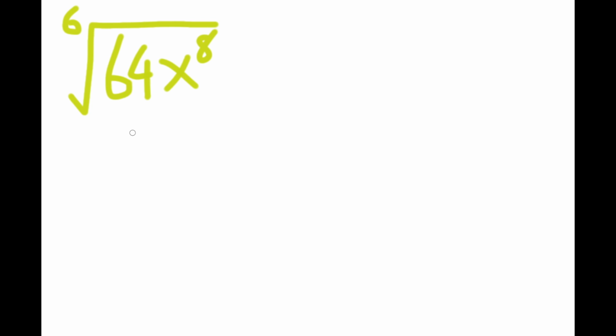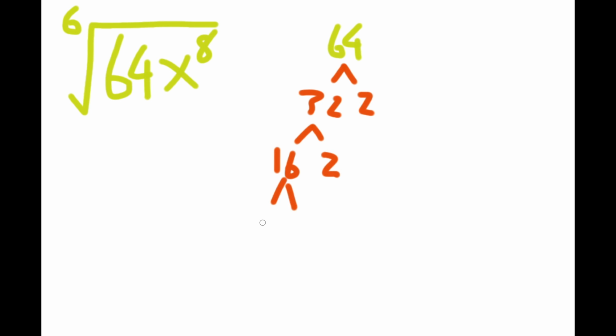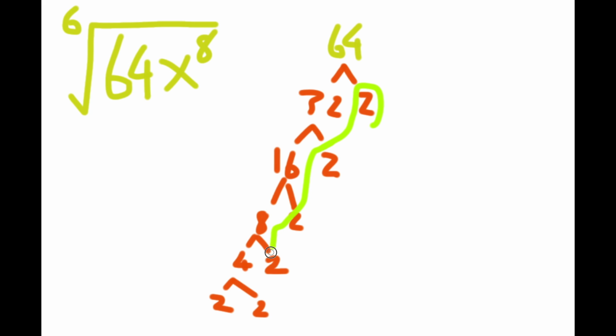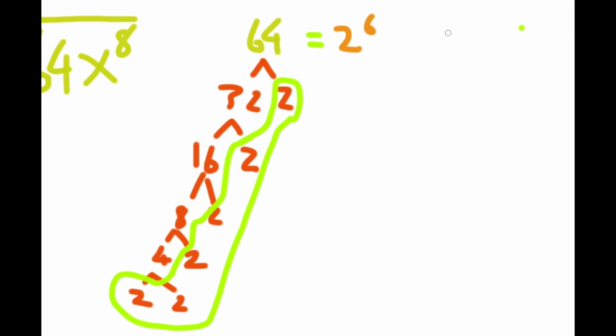Let's factor 64 first. 64 is 32 times 2, which is 16 times 2, which is 8 times 2, which is 4 times 2. I think you see where this is going, which is 2 times 2. So now let's count up how many 2's we have. Let's circle all the bottom numbers. These are all 2's. How many 2's do we have? 1, 2, 3, 4, 5, 6. So 64 is equal to 2 to the 6th.